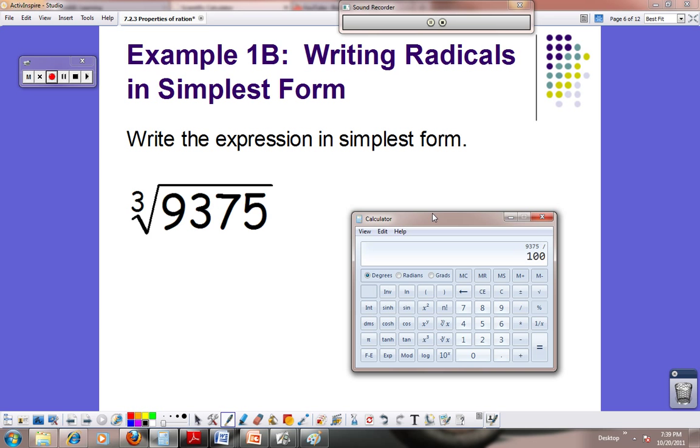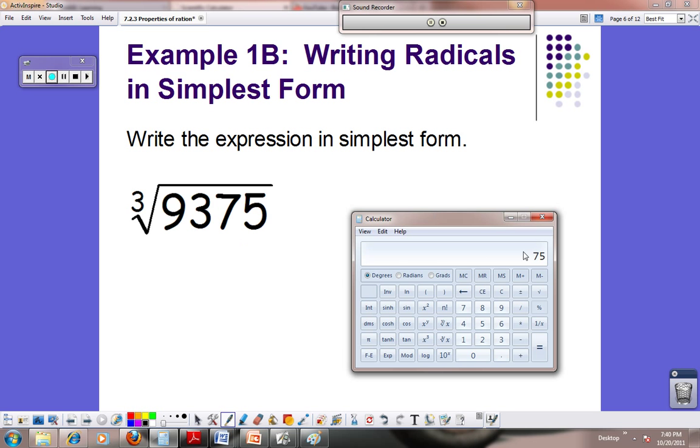So you can try taking 9,375 divided by 1,000 and see if it goes. Well, it doesn't go evenly. So let's go up to 729. 9,375 divided by 729 doesn't go evenly. I'm just going to keep working my way up until I find something in that third column that will go into 9,375. So let's keep going to 512. Doesn't work. 9,375 divided by 343 doesn't go evenly. 9,375 divided by the next number, 216, doesn't go evenly. 9,375 divided by 125, I find out that it works.